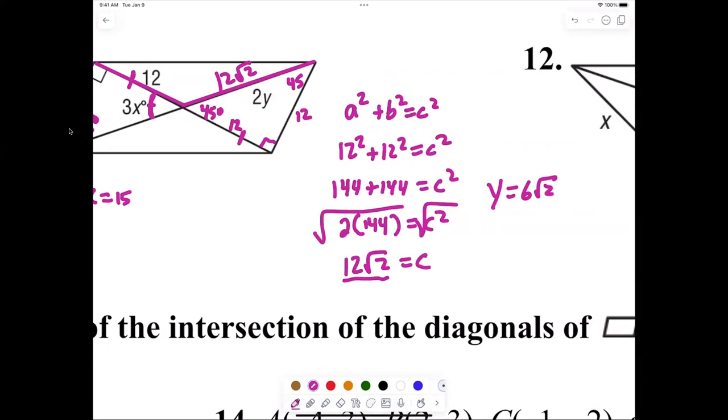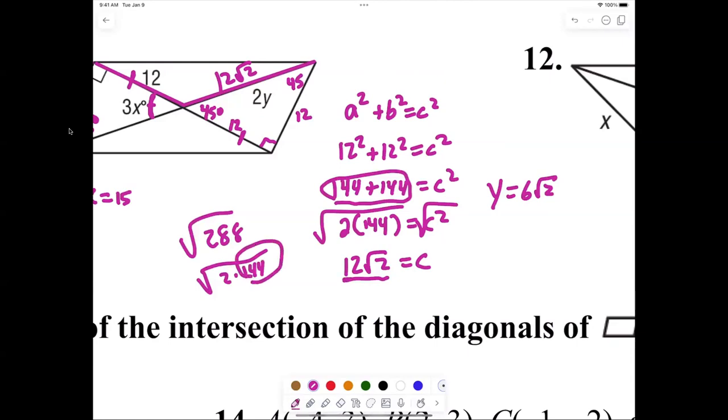But if we take 12 and put it on the outside, then wouldn't it be 14? Because there's already a 2 on the outside. Where's the 2 on the outside? Yeah, you moved it inside. 144 plus 144 is 288. So what's the square root of 288? 2 times 144. That's the square root. Square root of 144 is what? That's how I got 12 radical 2.